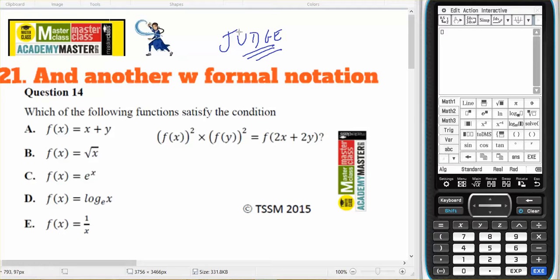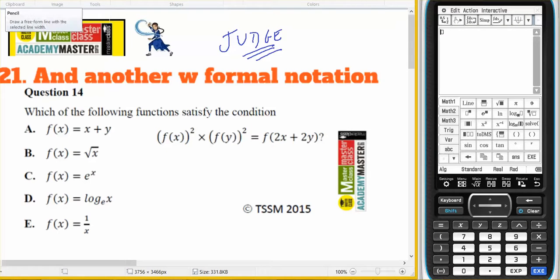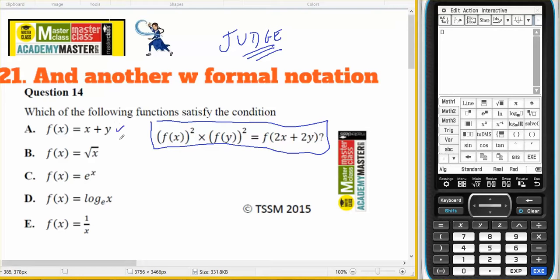This is for Year 12 Methods that comes out of the Technology Masterclass number 21, which is another question that we're going to use the judge to test for. So which of the following can satisfy this condition out of all of these different functions? So I'm going to set up and define my function.